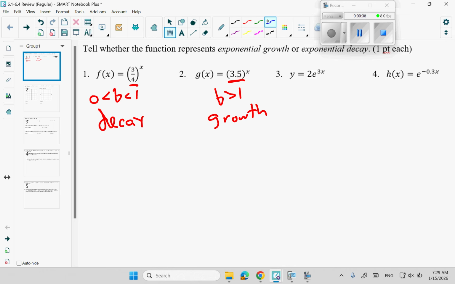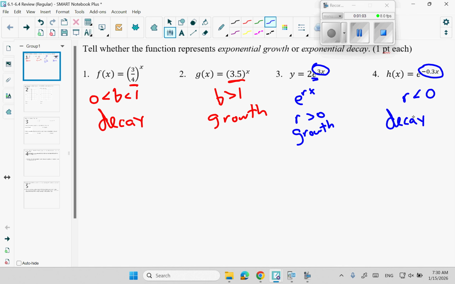However, for 3 and 4, they are E's, so they follow different rules. Remember, when we have E to the Rx, I look at R. Is R greater than 0? AKA, is that 3 bigger than 0? Yes, so it's a growth function. And here, my R would be less than 0, so that is a decay function. So if there's an E, I look at the exponent. If there's not an E, I look at what has the exponent.